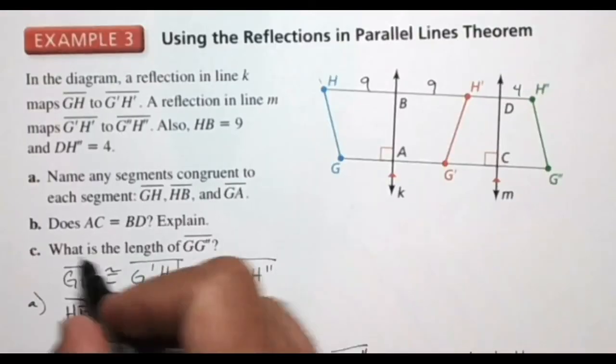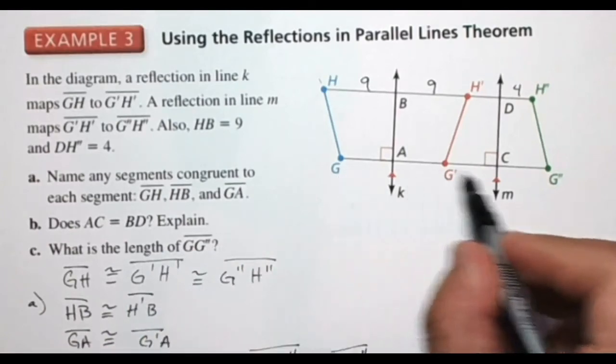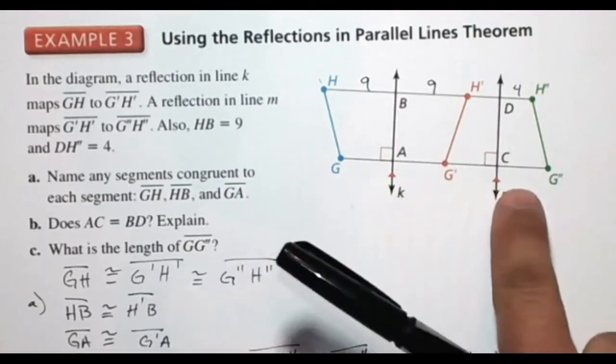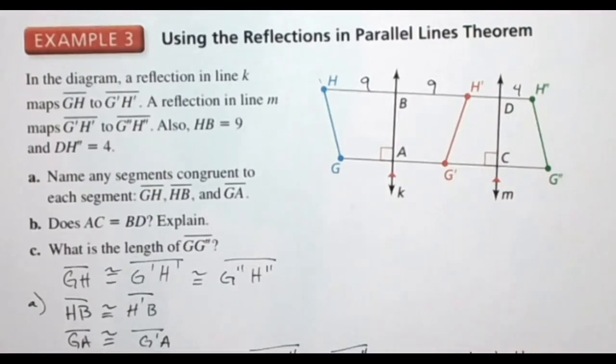Okay, now for this part C, what's the length of G to G double prime? So I want to go from here all the way to here. So this is my distance. Remember that the distance from K to M, that's our D. And so this distance from G to G double prime would be twice that.